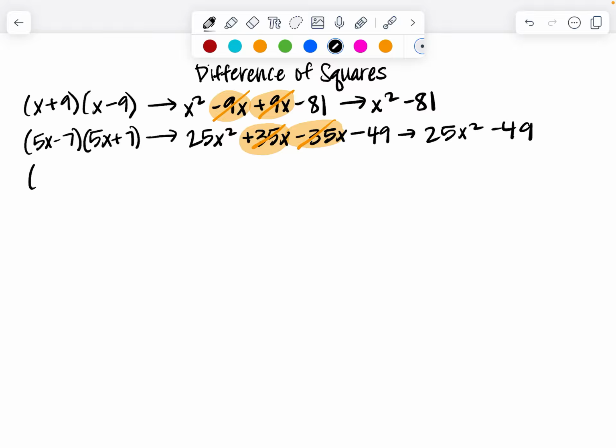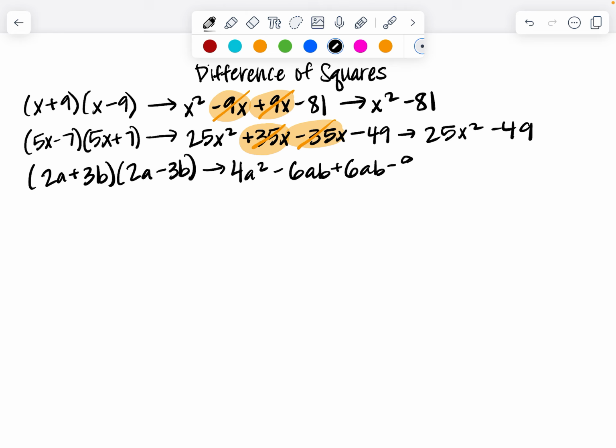One last example. This one would give us 4a squared minus 6ab plus 6ab minus 9b squared. Same thing happens with the middle term. And we have 4a squared minus 9b squared. So what does that mean when we're factoring?